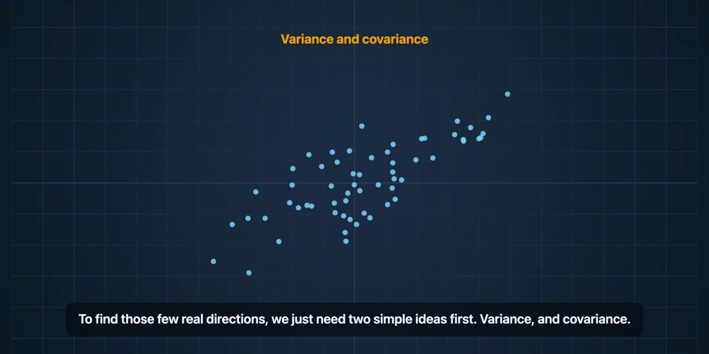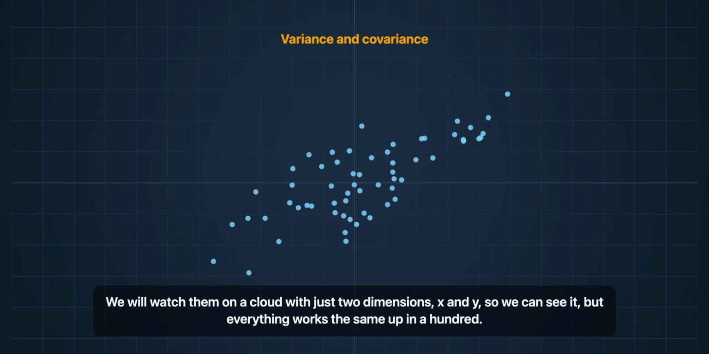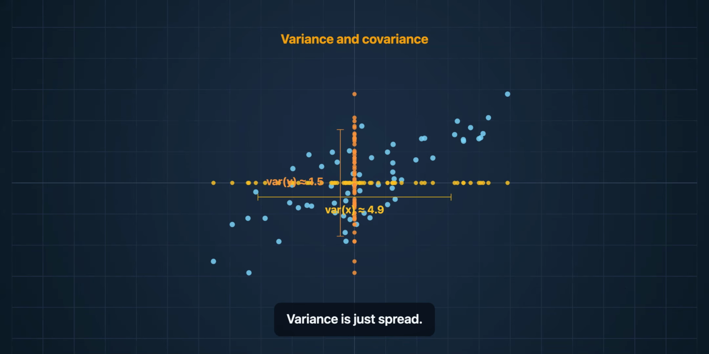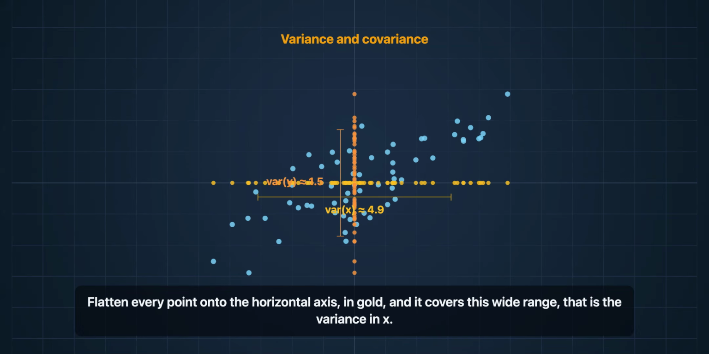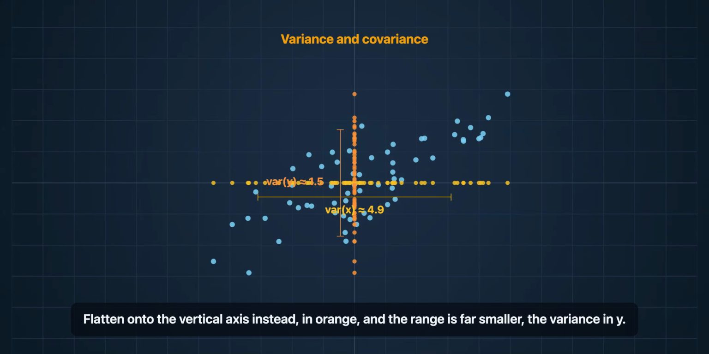To find those few real directions, we just need two simple ideas first: variance and covariance. We will watch them on a cloud with just two dimensions, x and y, so we can see it, but everything works the same up in 100. Variance is just spread. Flatten every point onto the horizontal axis in gold, and it covers this wide range that is the variance in x.